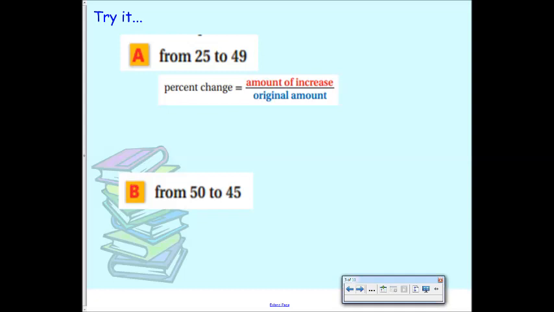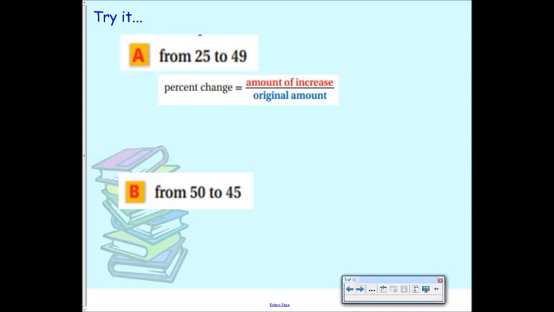So the problems are going to look something like this: from 25 to 49. Notice there's no percent in there right now. That's the thing we're trying to figure out. We don't have a percent, we just have two numbers. So it went from what? 25 to what? First question, is that an increase or a decrease? It's an increase because it went up.